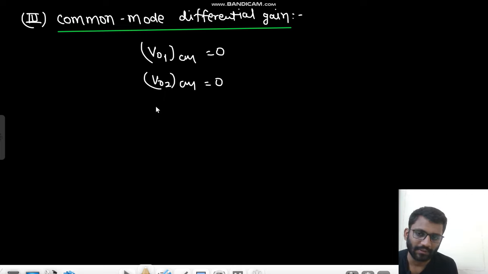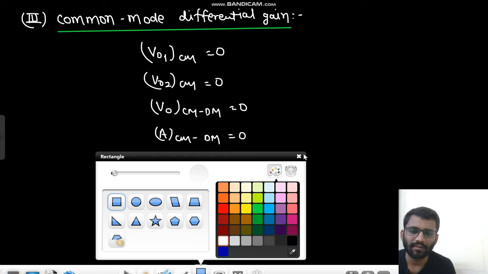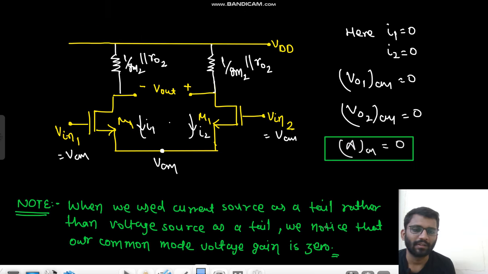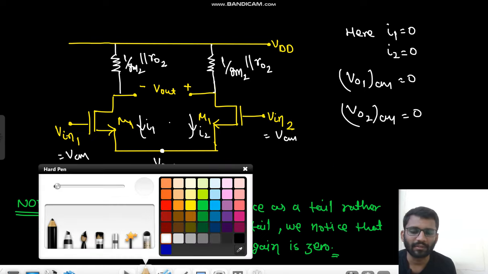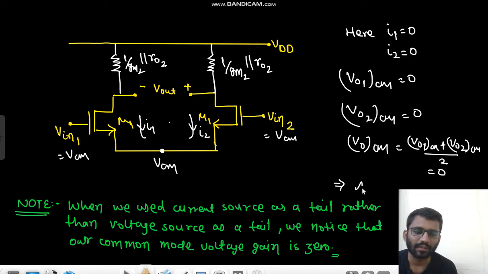V02 CM is 0. So your V0 common mode differential output is 0. So what will be your gain A CM DM? That would be 0 only, right? And here also I can include one more step before this one, is that your V naught common mode, that is V naught 1 common mode plus V naught 2 common mode by 2, that is equals to 0. That means your A common mode is 0.